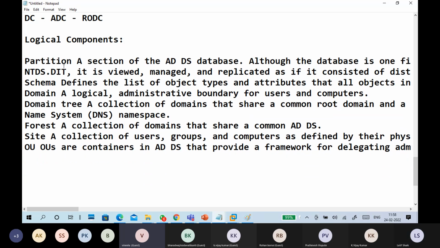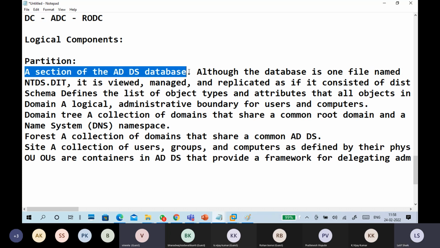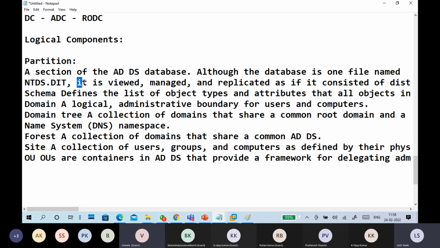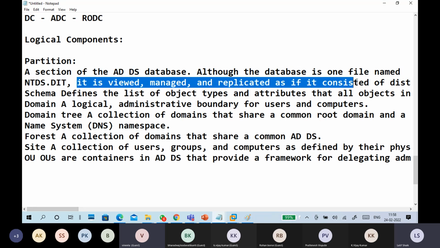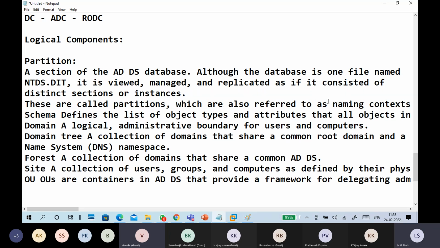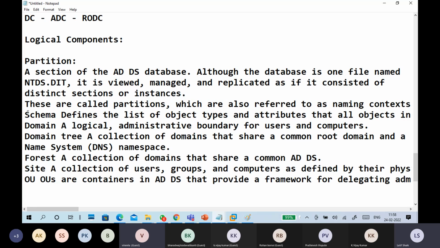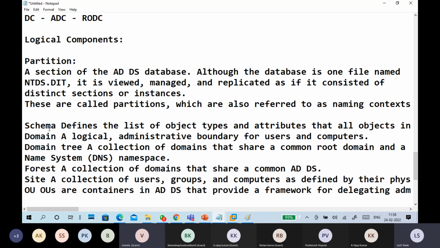First one is partition. So what is an Active Directory partition? A section of the Active Directory database. Although the database is in one file named ntds.dit, it is viewed, managed, and replicated as if it consists of distinct sections or instances. These are called partitions, which are referred to as naming contexts. Next one is schema.